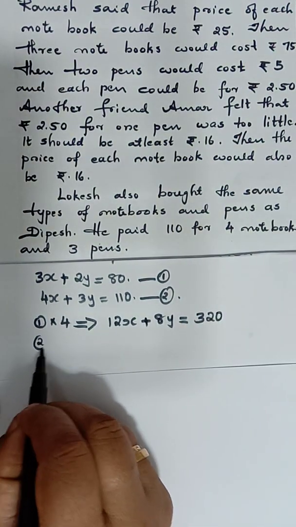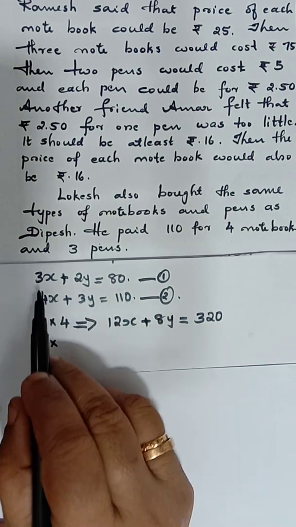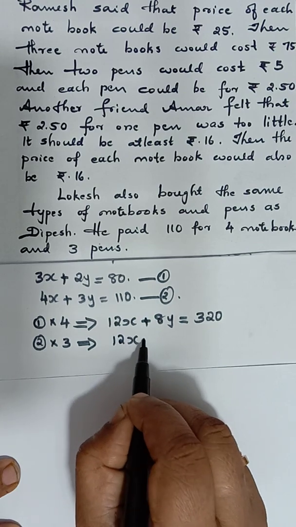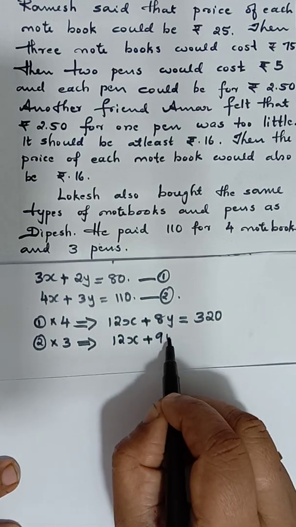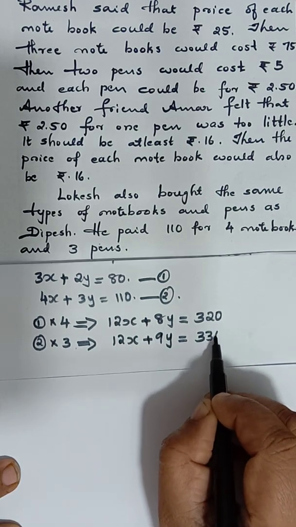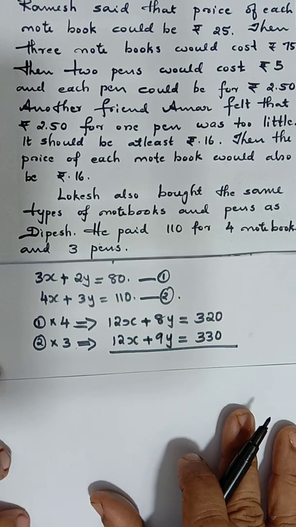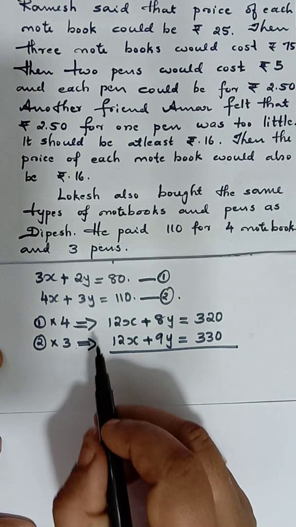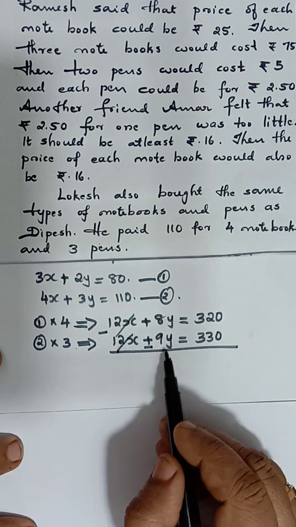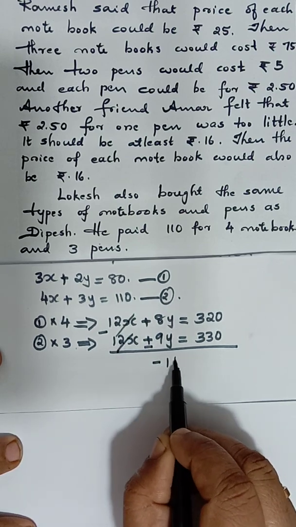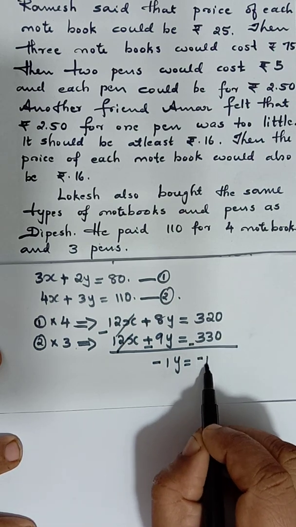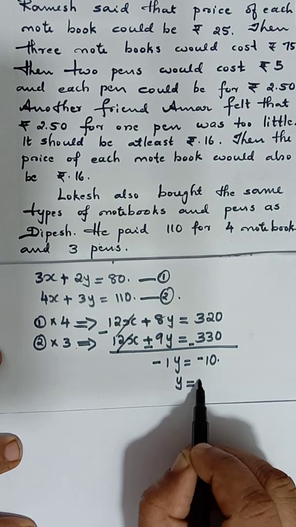320. Now the second equation, we are going to multiply by 3. So what do we get? 3 fours are 12x plus 3 into 3 is 9y equal to 3 into 110, that is 330. So let us subtract. Here also it is subtraction. The x terms cancel. Now 8 minus 9 is negative 1y, and 320 minus 330 is negative 10. Therefore y is equal to 10.